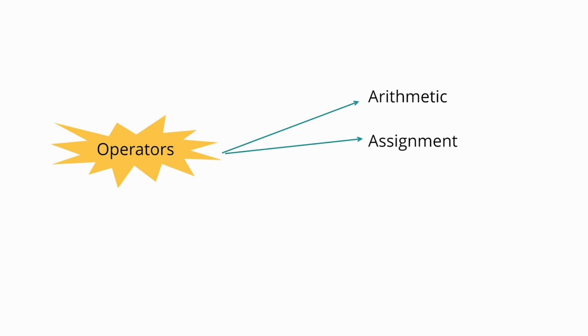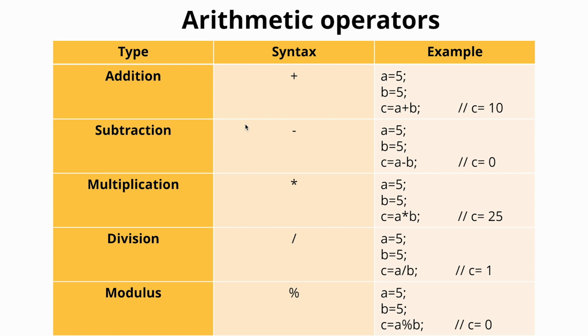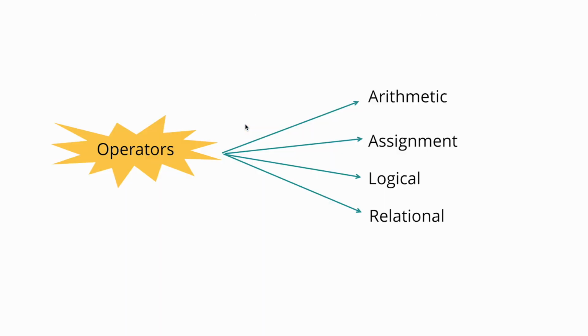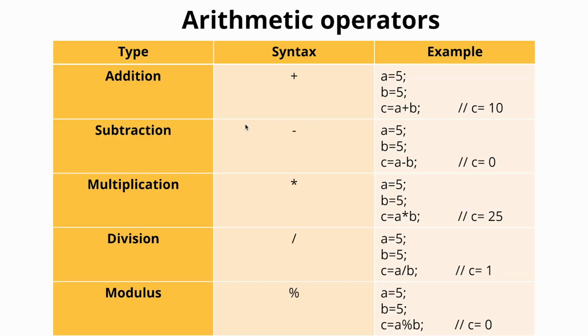Okay, so they are arithmetic, assignment, logical, and relational. To give an overview, the arithmetic operators are used to perform actions on numbers, as the name suggests. The assignment operators are used to assign values. The logical operators are used to compare, and the relational operators are used to relate or add one or more operators together. This is the example of arithmetic operators. So let us go ahead and take a look at them.